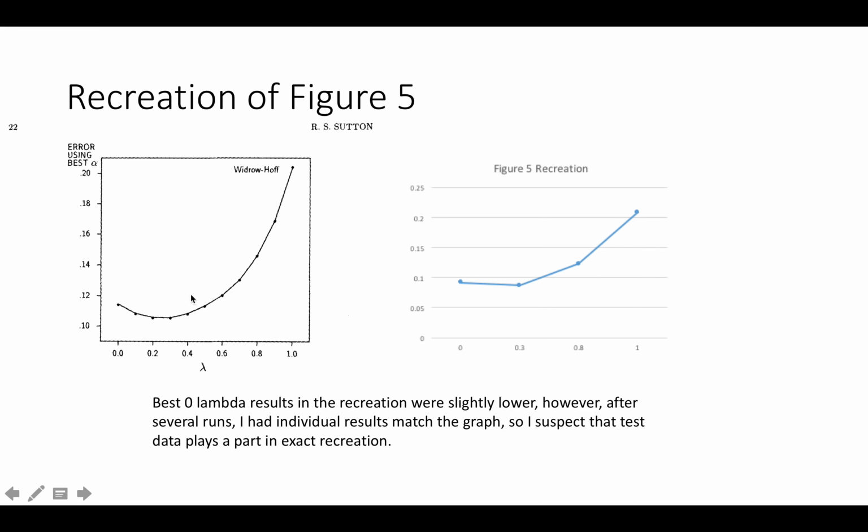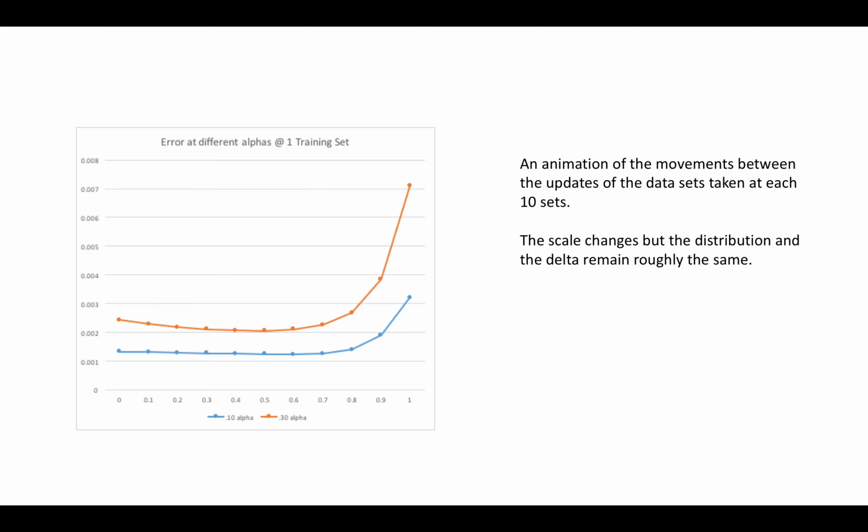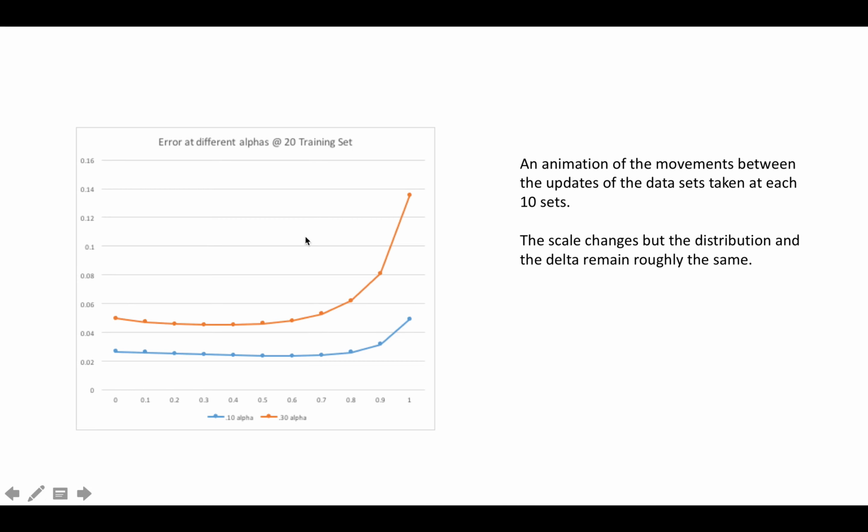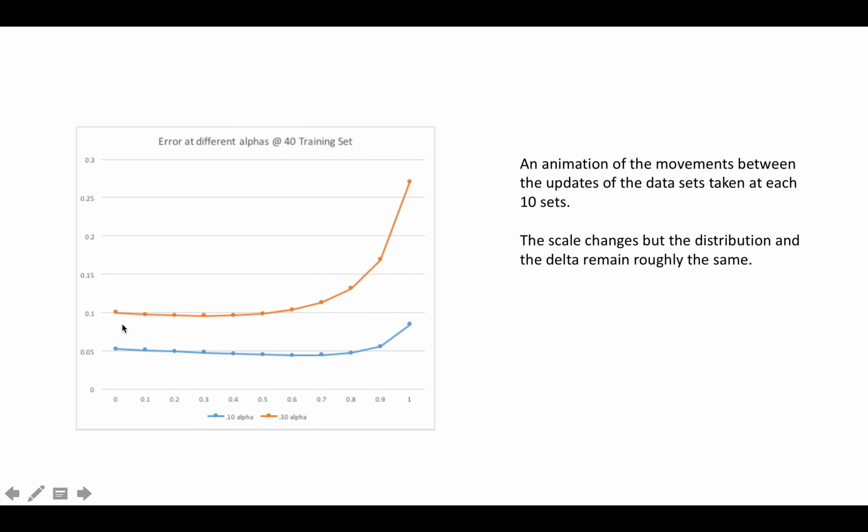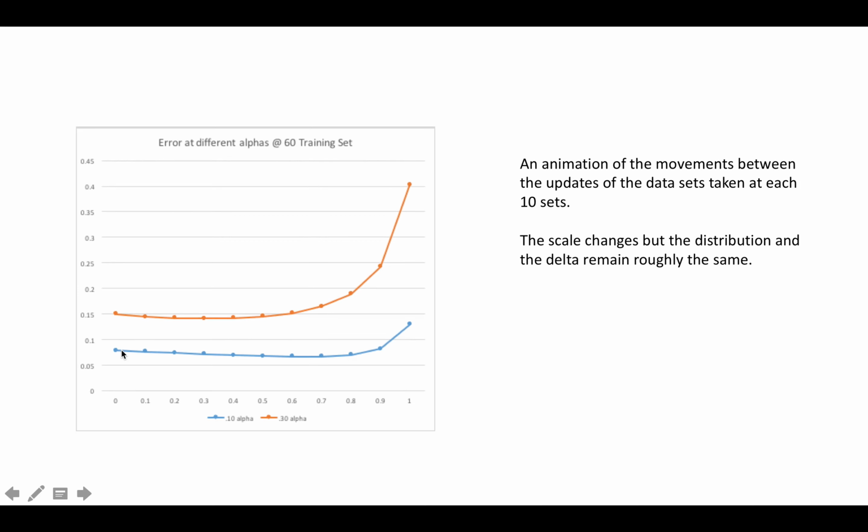The other major difference between the two is that I show error rates below 1. These error rates are slightly above 1, but you can kind of see that around the .3 range, which is what he mentions in the paper. They're very similar. Another thing I tried to do is to animate the differences between different alphas throughout the training sets just for troubleshooting purposes.